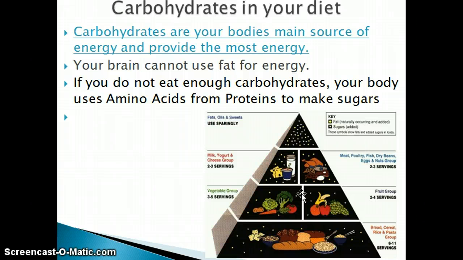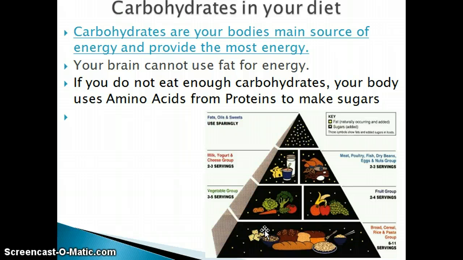So again, carbohydrates are your main energy source. If you look at this old food pyramid right here, you'll see it's the base of the food pyramid. But it's very easy to go over the 6 to 11 servings because the serving's actually only half a cup.